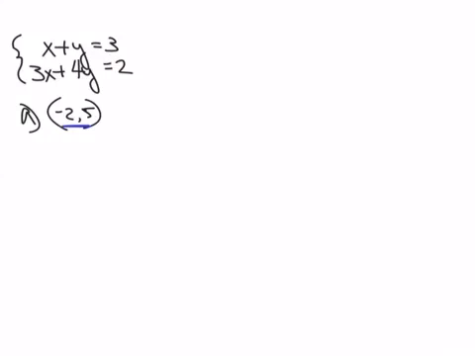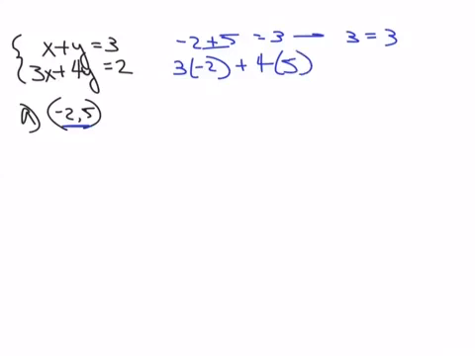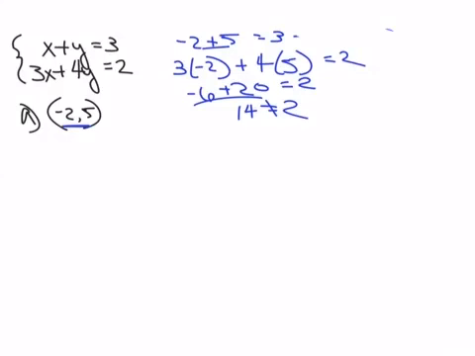So let's look at the first one. x plus y, -2 plus 5 equals 3. Is that a true statement? Does 3 equal 3? -2 plus 5 is 3? Yes, it is. All right, let's look at the bottom one. 3 times -2 plus 4 times y, which is 5, equals 2. -6 plus 20 equals 2. That's 14. Does that equal 2? No, it does not. So that means this is not a solution to the problem.